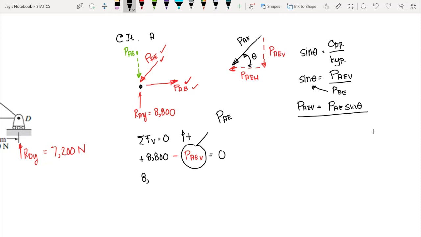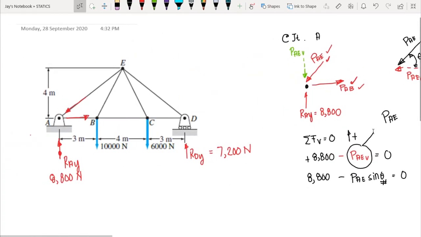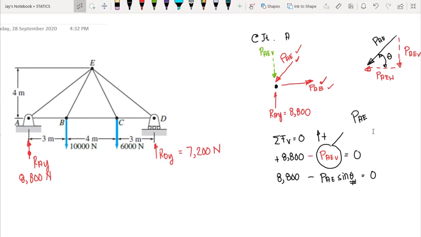So we have 8,800 minus PAE sine theta equals 0. We can get angle theta here by looking at our member. The theta in our load is basically the angle of inclination of member AE. So how are we going to compute for theta?